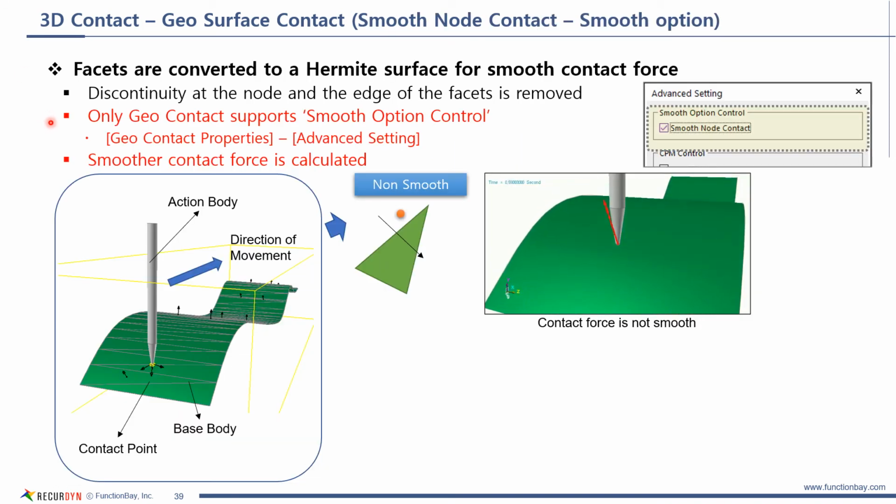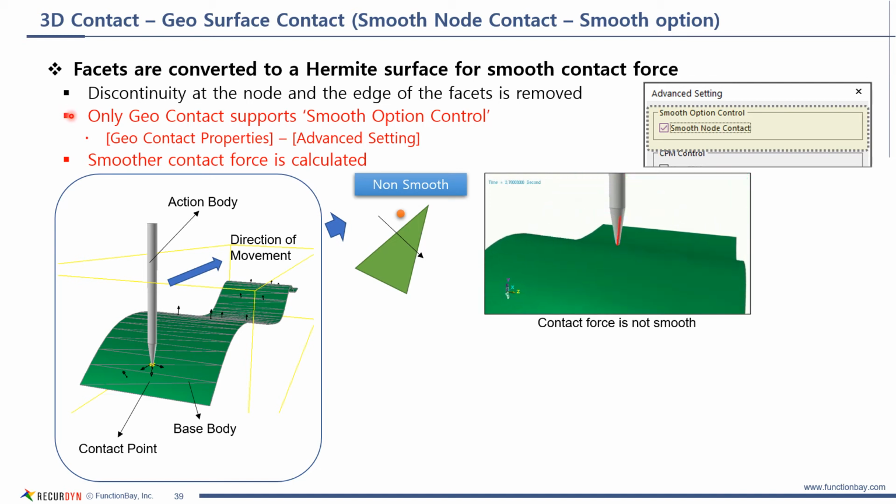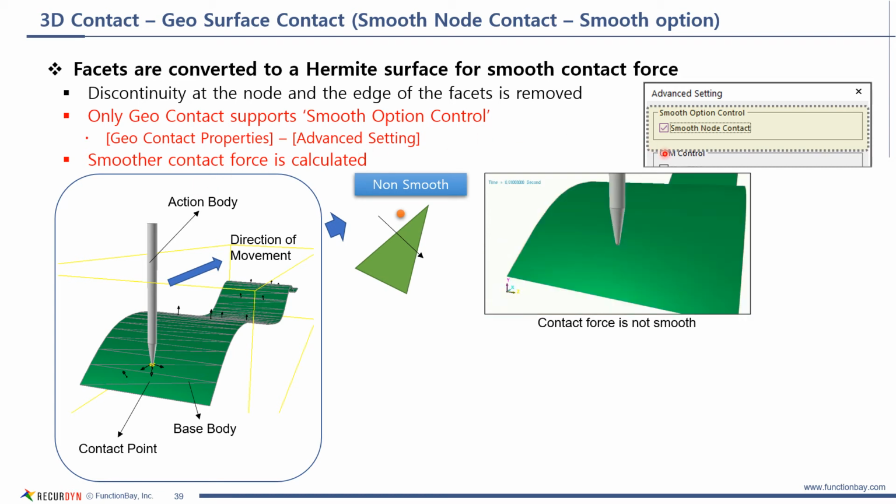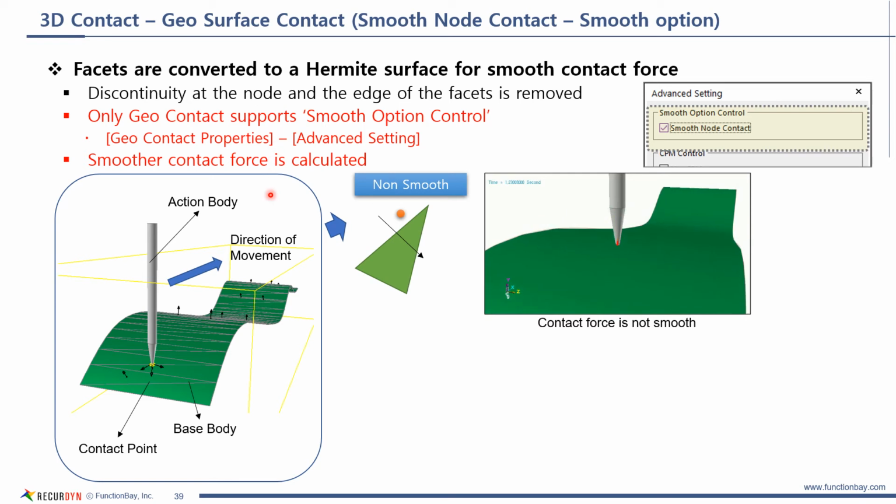Since Geosurface Contact uses facets instead of the original surface, there are discontinuities at the nodes and the edges of the facet. This discontinuity can cause the oscillation of the contact force. If the smooth node contact option is used, RecurDyn solver generates harmonized surfaces from facets to remove discontinuity.